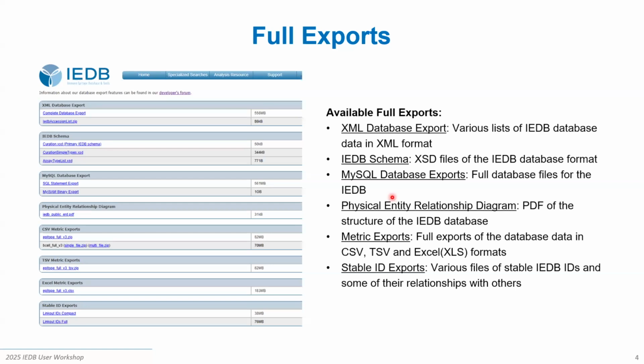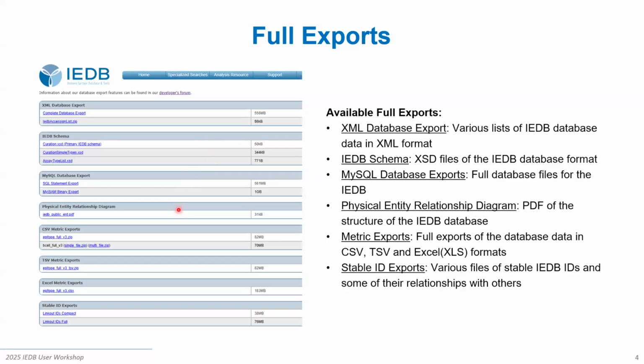You have the XML database exports, which are various lists of the data in an XML format of the full database itself. The schema, which are the XSD files of the IEDB database. The MySQL database exports, which are the actual physical databases that you can then load into your MySQL database and query using standard SQL parameters and everything else, which is actually how we access the data and utilize the data for the website. You have the physical entity relationship diagrams, which is a PDF that diagrams the structure of the data within our databases.